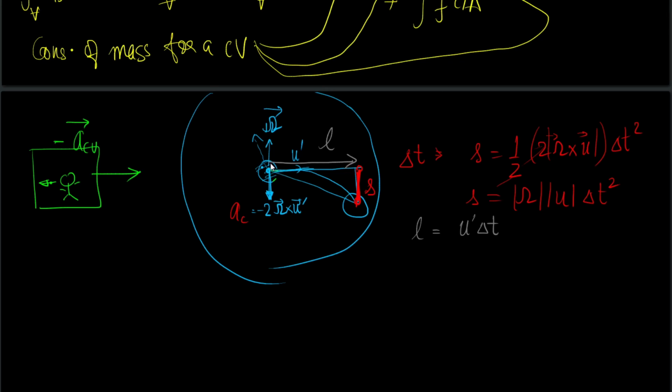So the particle should have moved a distance of L while it faces a displacement in the perpendicular direction of this particular angle. So if I call this angle alpha, let's not mix up alpha, let's call it theta. So tan theta will be equal to S upon L.